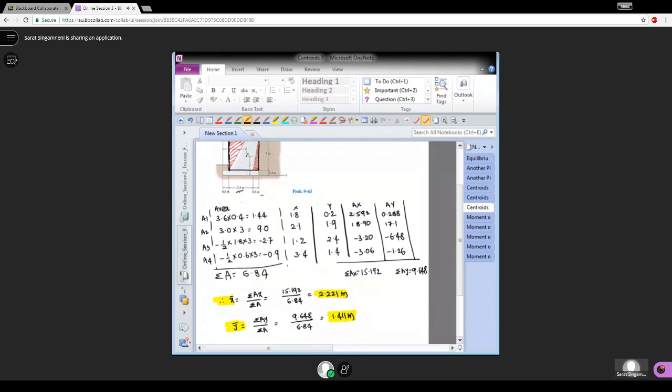The areas that are to be subtracted should be taken as negative, which are not there.